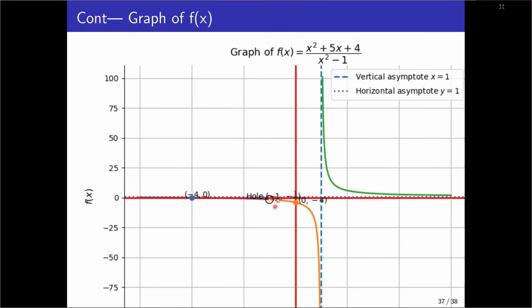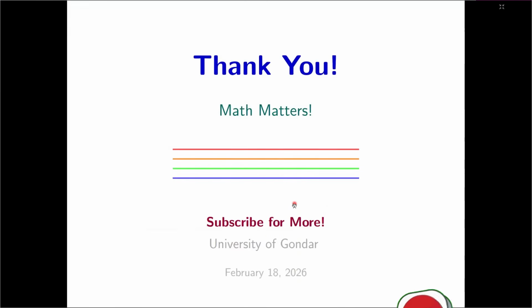It will leave the hole at -1, -3 over 2 here. It hits the hole, and it intersects the horizontal axis, the x-axis, at -4, 0, and it approaches the horizontal asymptote, y is equal to positive 1, from below. So roughly the graph of the given rational function x squared plus 5x plus 4 over x squared minus 1 looks like this. Okay, thank you. That's all.